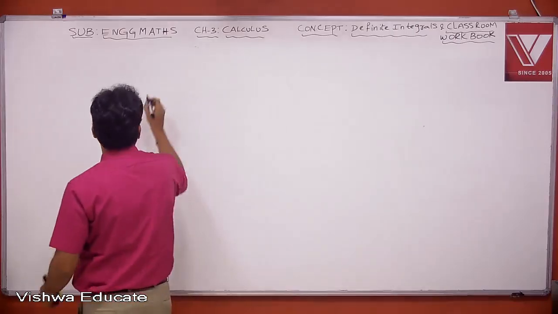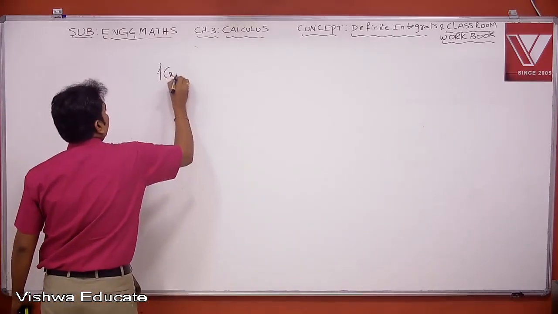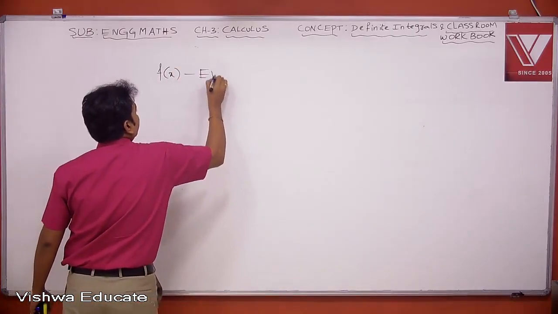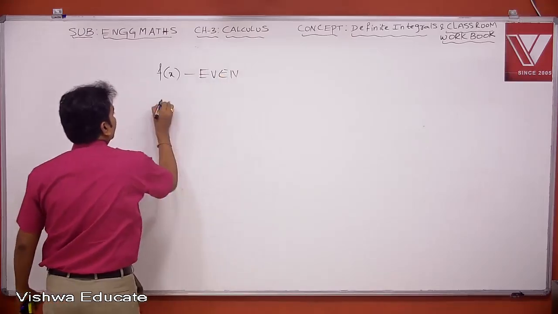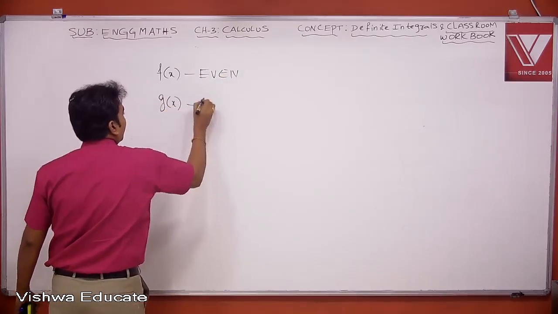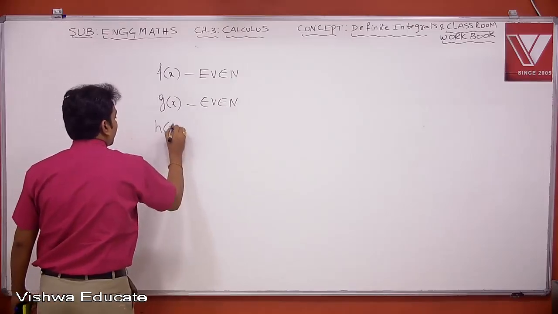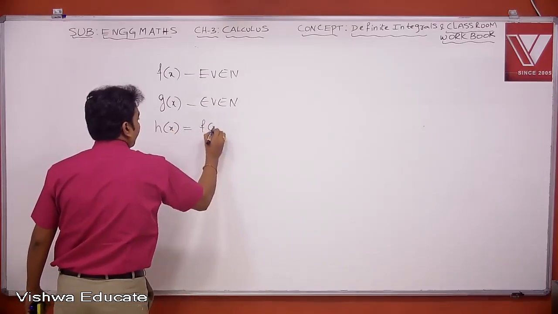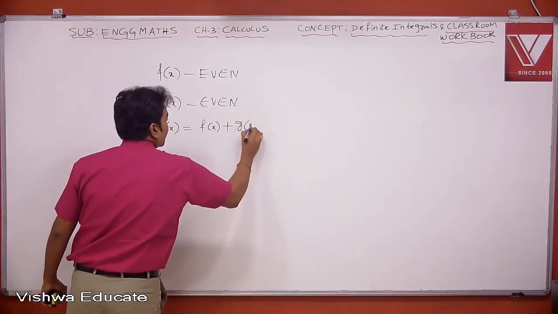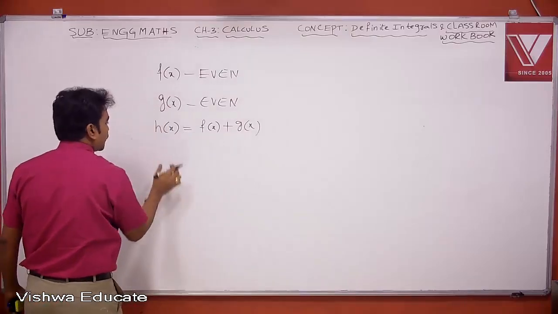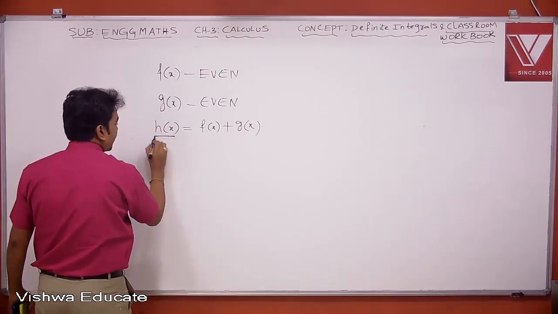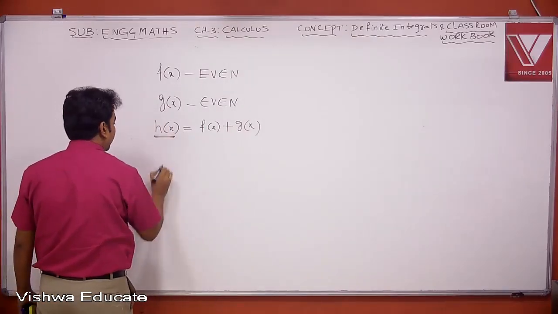Suppose we have a function f of x, which is an even function, and g of x is another function. This is also an even function. So take h of x equal to f of x plus g of x. That means the sum of these two functions is h of x. Now let us prove that h of x is also an even function.